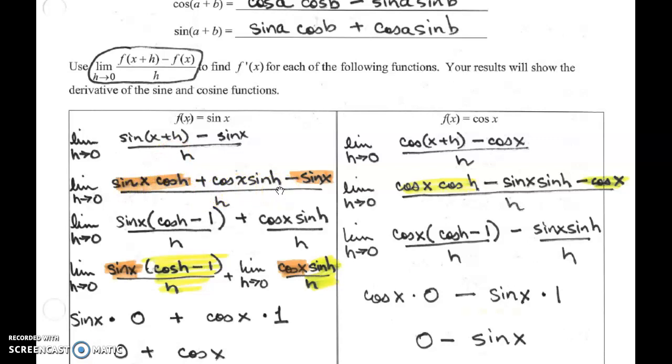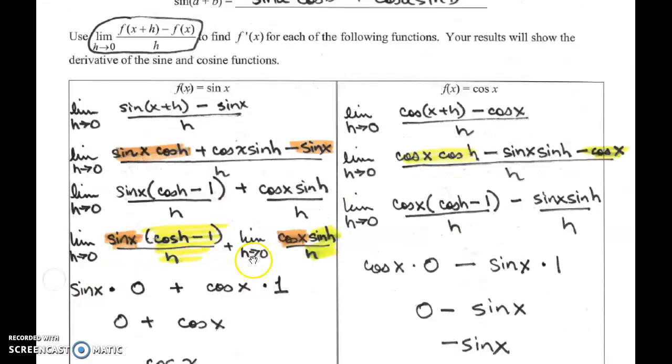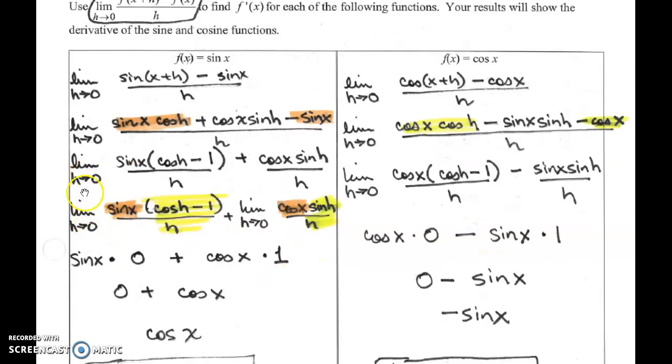And what you need to be smart about is that you can move things. Move sine of x over here and then factor out a sine of x, cosine of h minus 1 all over h. And then you still have this cosine of x sine of h over here. So now what you can do is rewrite the limit twice. Now remember, that's a property of limits, that you can do the limit of the left one plus the limit of the right one. They equal the same thing.